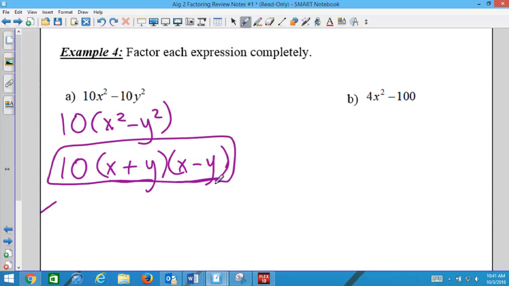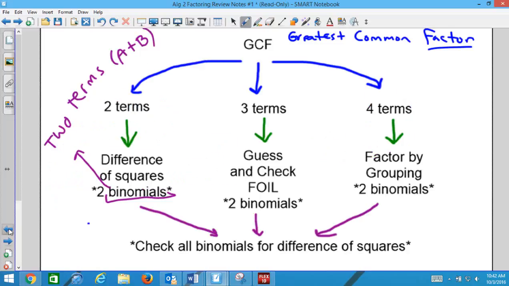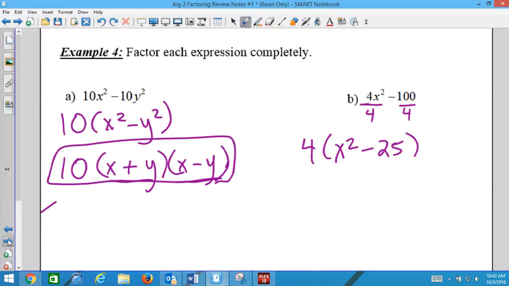How about question B? What do we do first? Greatest common factor. Divide by 4. Now, we have two terms, and in your factor flow chart for two terms, it says, check for difference of squares. Is this a difference of squares? Yes. We do two parentheses, one plus, one minus, and square root. X plus 5, x minus 5.